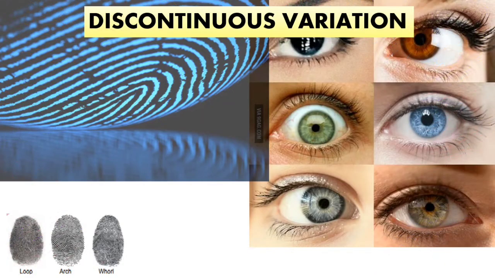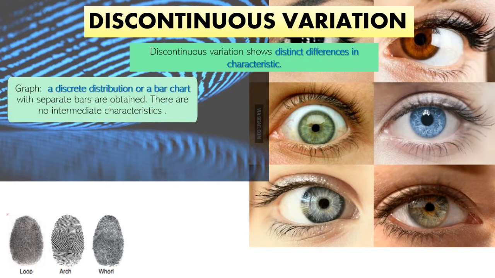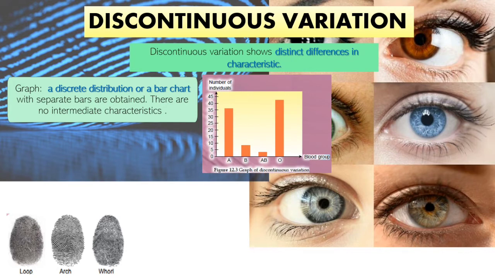So now, what is discontinuous variation? Discontinuous variation shows distinct differences in characteristic. So when we plot a graph, a discrete distribution or a bar chart with separate bars is obtained. There are no intermediate characteristics.